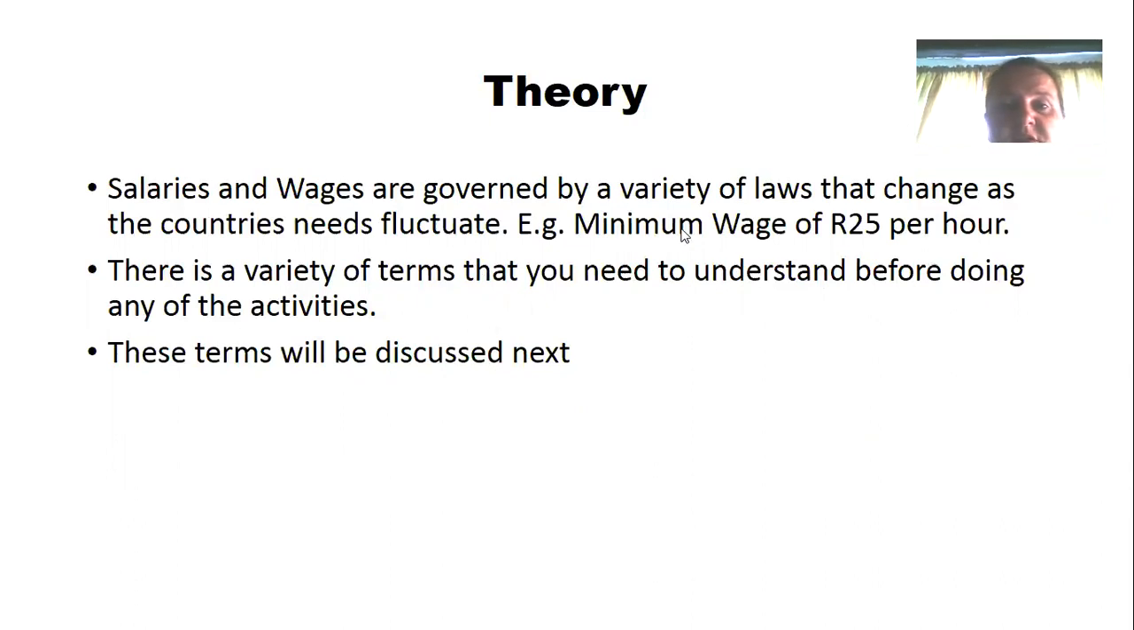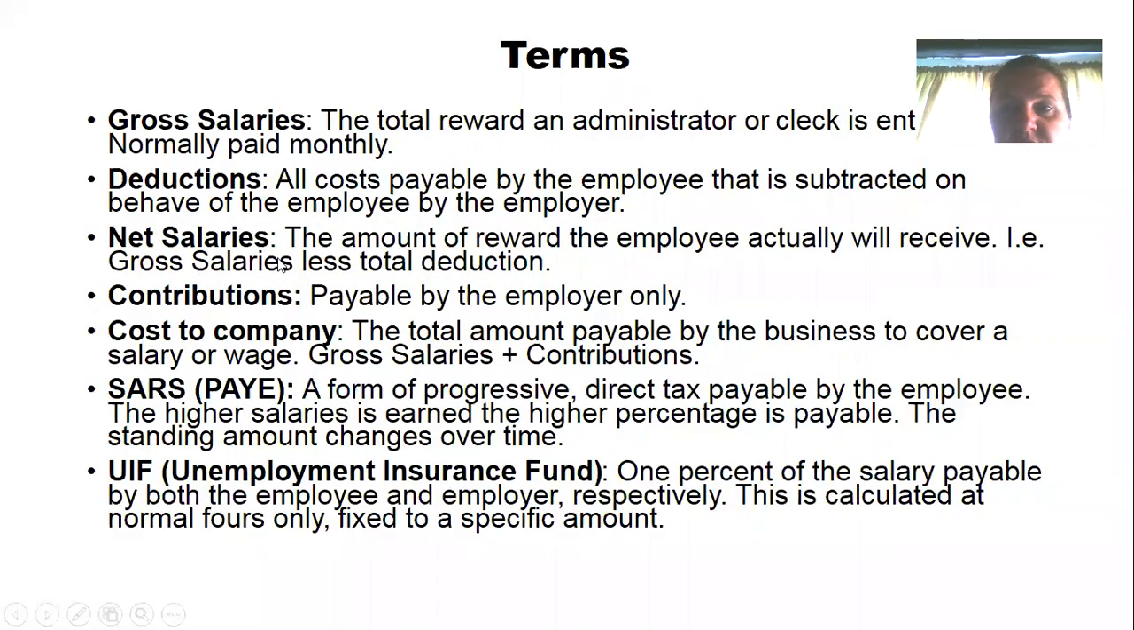Salaries and wages are covered and or managed by a variety of different laws in South Africa. For instance, the minimum wage in South Africa is 25 Rand per hour. This differs obviously in each country. There's a variety of terms that you need to understand, and that's what we're going to look at. First term that you need to understand is the term gross salary.